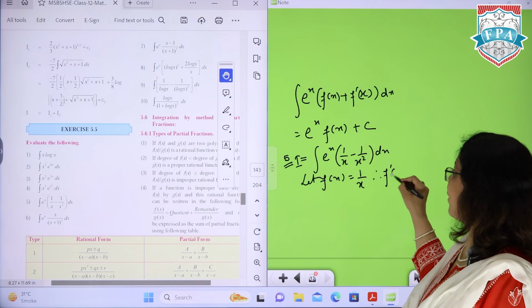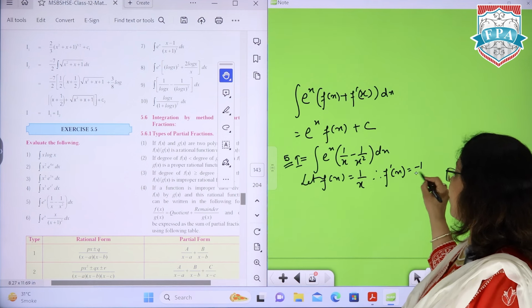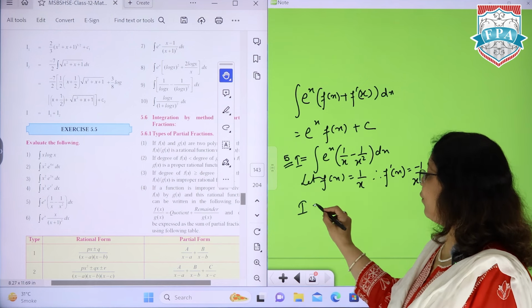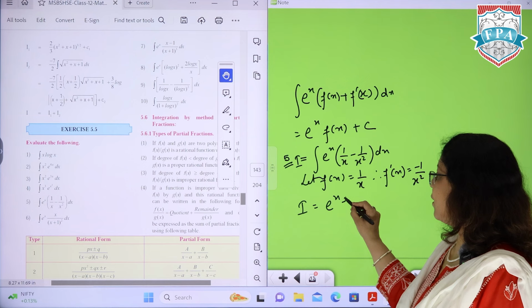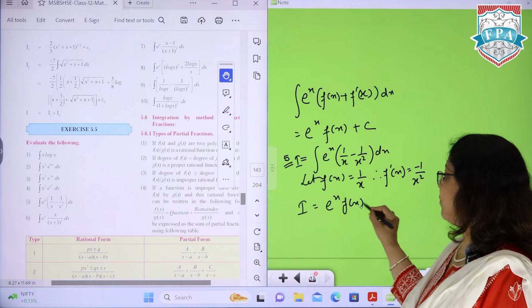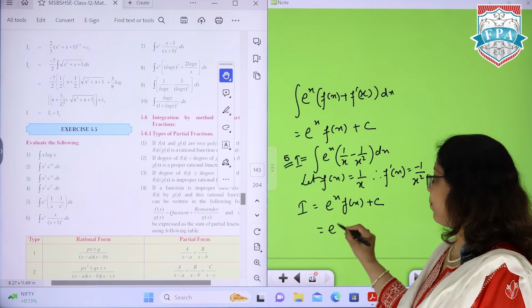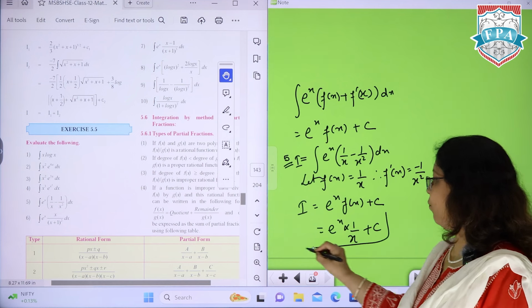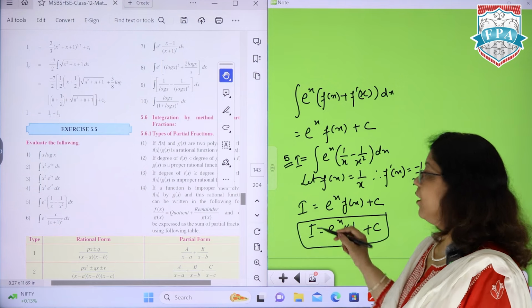Therefore, f dash x becomes minus 1 by x square. And then applying this formula, your I will be e to the power x f(x) plus c, which is e to the power x into 1 by x plus c. This will be your final answer.